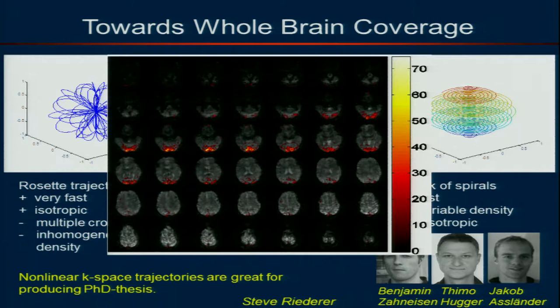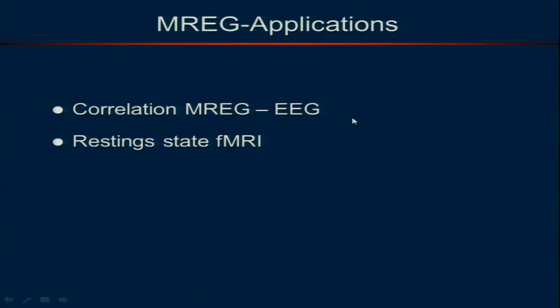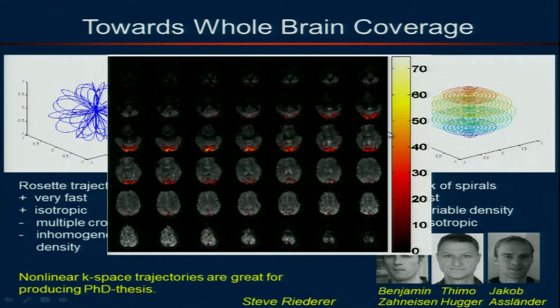It's 3 millimeter isotropic resolution, and even compared with the standard EPI with these parameters, it doesn't look bad. Of course, you get the susceptibility artifacts, which you also see in standard EPI in the frontal brain and at the bottom of the brain. Probably having more coils available would help to get rid of that.